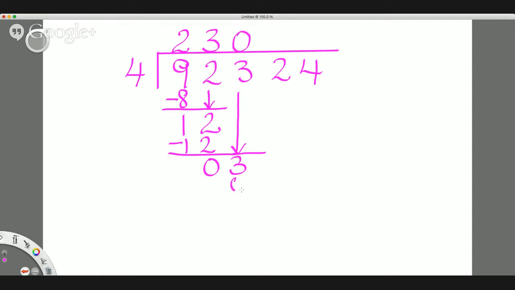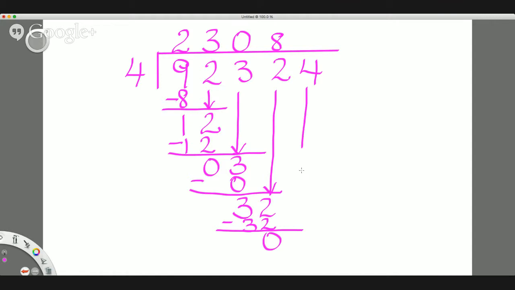4 times 0 is 0. Subtract 3. Bring down the 2. 32 divided by 4 is 8. And 8 fours are 32. Subtract 0. Bring down the 4. And 4 divided by 4 is 1. So we get 23,081.